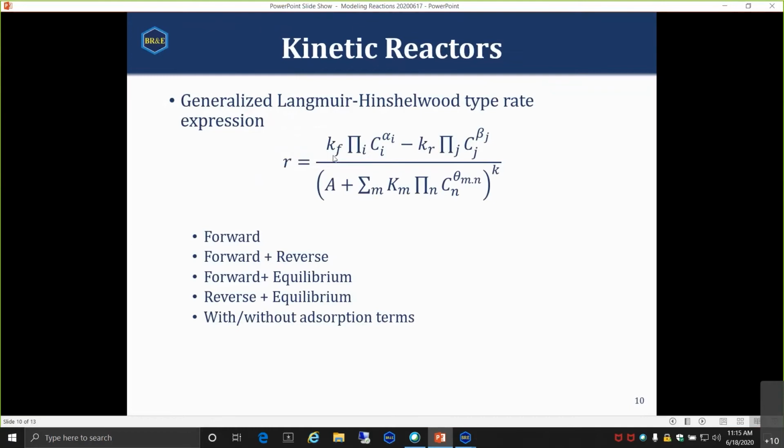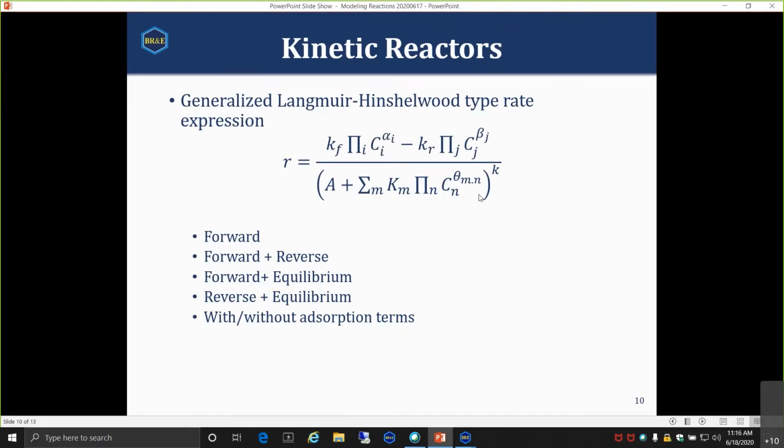You have a forward rate constant. You have the order of the reaction with regard to your forward reactant component, and that gets multiplied through all of the forward reaction components. You have a reverse reaction, and so you have the reverse reaction rate constant, the components involved in that reverse rate, and their orders.